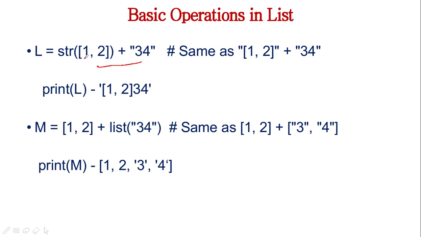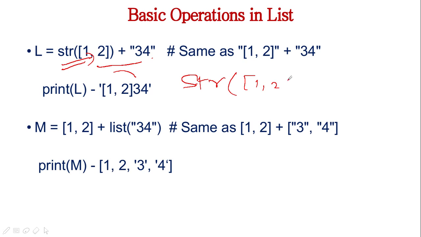So, I cannot apply plus between a list and a string. Instead, if I want to convert, then I have to give str of this. When I say str of this, it will form a string itself. Actually, let me write and show you. str is the function to convert to string.